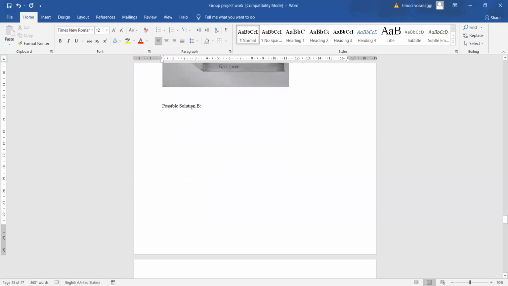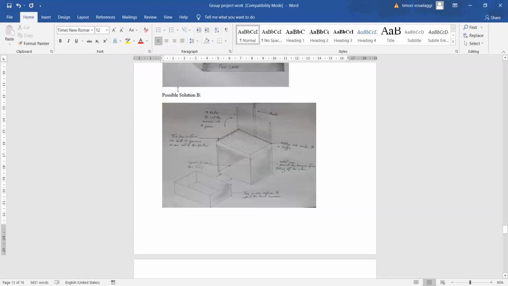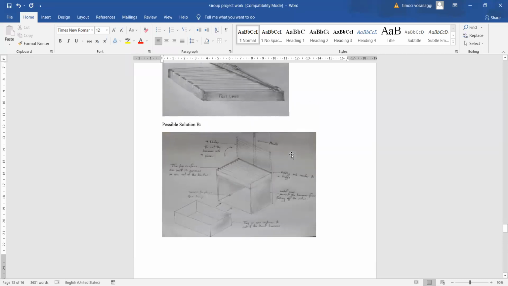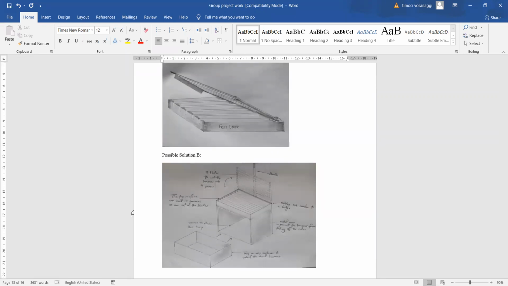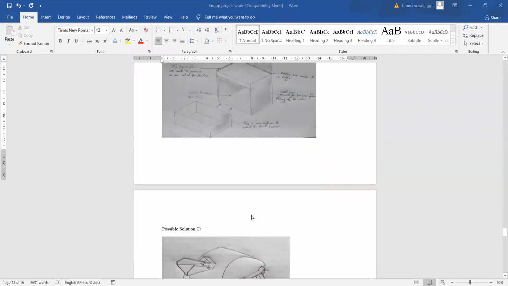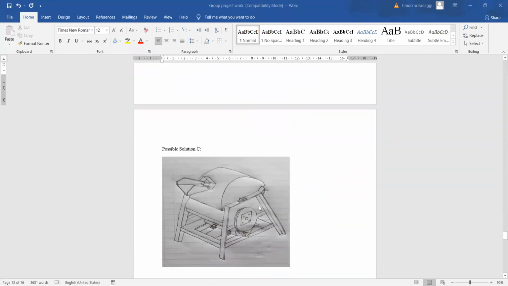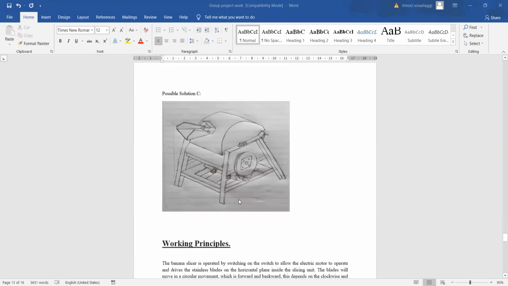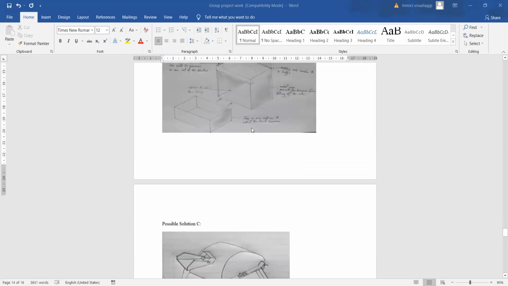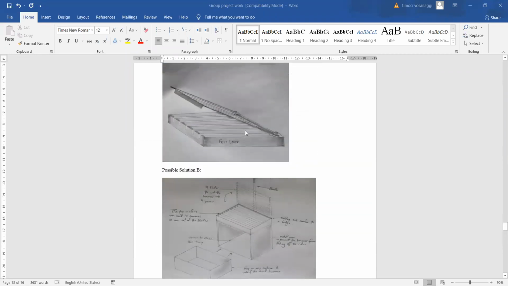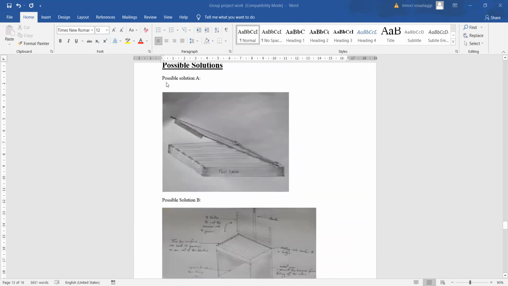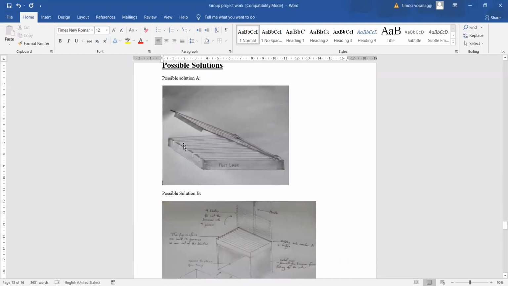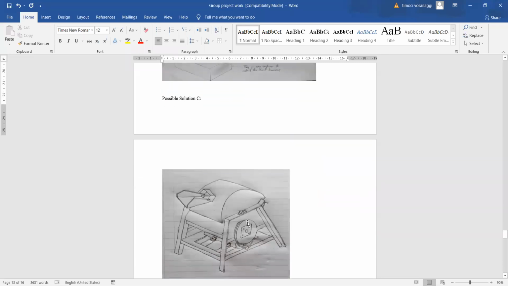Make sure that all of your figures are on the same page. So if you have a title, make sure that the image is on the same page as your title. Okay, so if you could do the same labeling technique that you've done here for this one, that'd be great. And possible solution C. Again, just do some labeling, okay? The neatness and the use of tools is not compulsory, but it makes it easier for us to understand your design. But if you guys can freehand sketch very well, then freehand sketching is fine, okay?